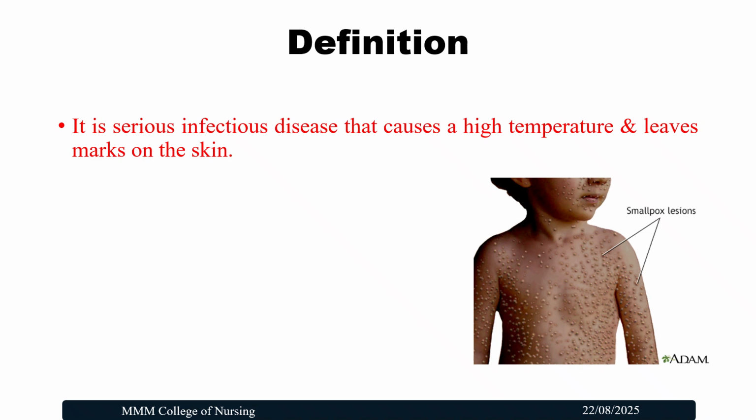Definition of smallpox. It is a serious infectious disease that causes a high temperature and leaves marks on the skin.